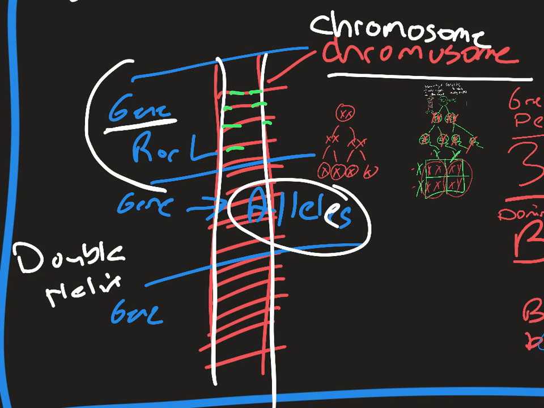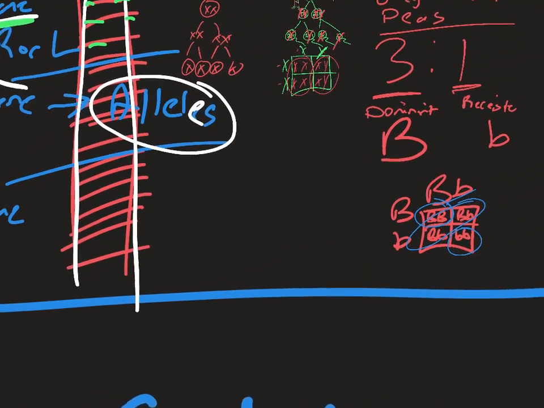Anybody have any questions right now? So to repeat, one strand of DNA is called a chromosome. One chunk of DNA is called a gene. The different possibilities of each gene are called alleles. Everybody good with this so far? Okay.